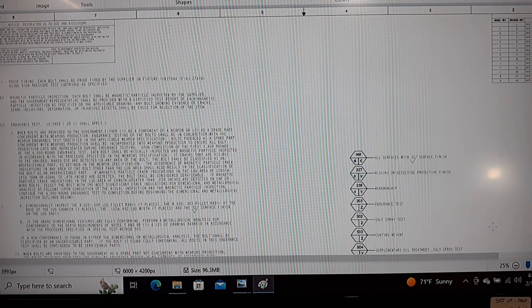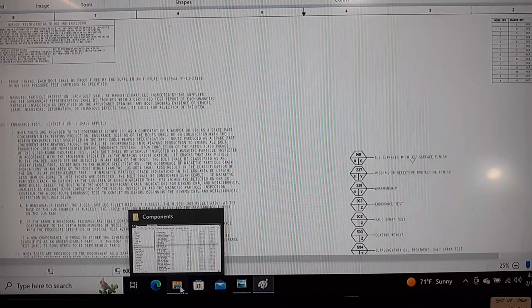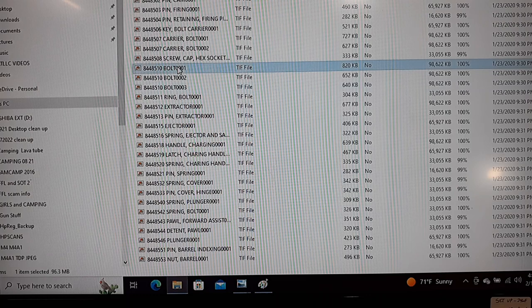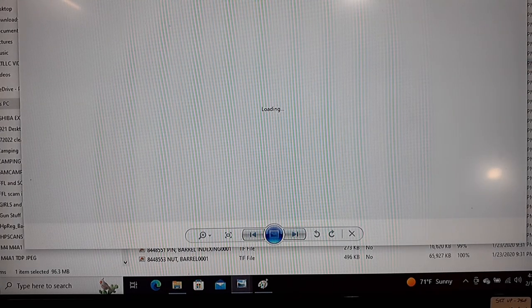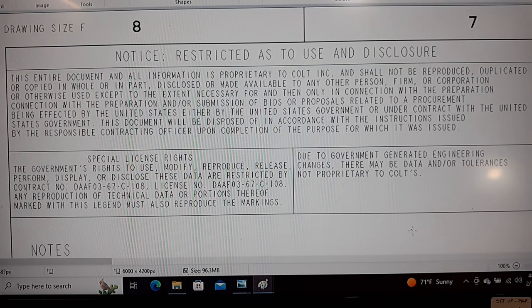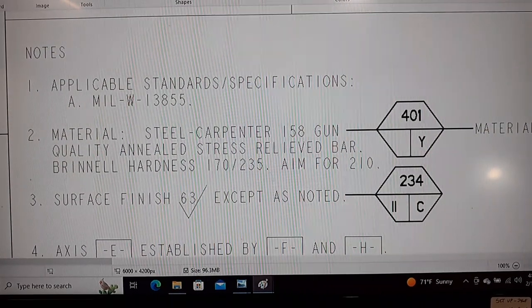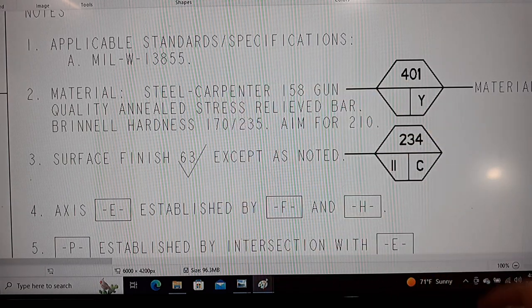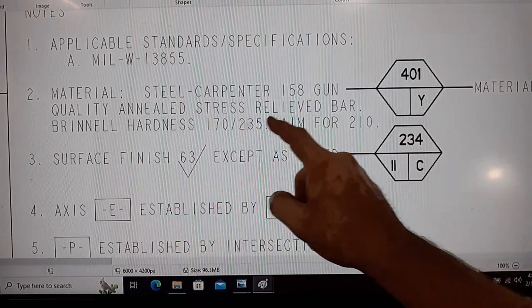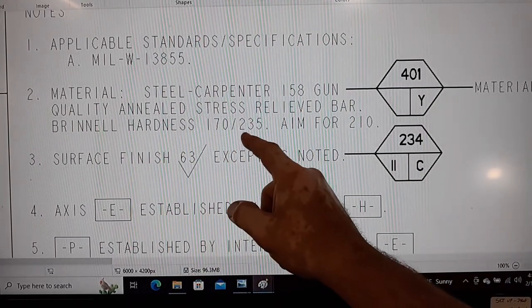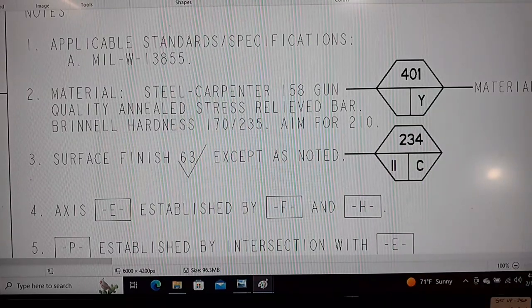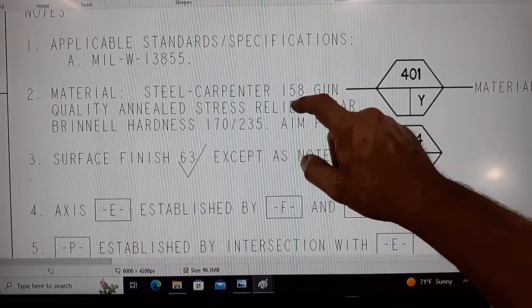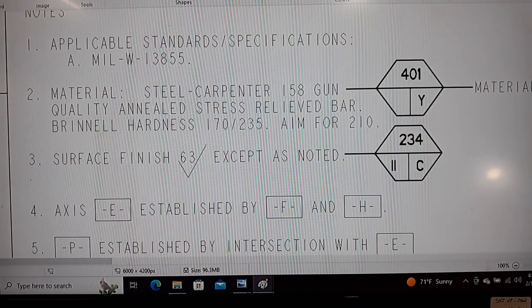Let me pull the other one up just to be sure. I want you to see that it says Carpenter 158 or C158. A lot of times they're marked on it. This one wasn't necessarily marked on it, but I know it's a Colt bolt because of the other markings that it had on it. There you go. Applicable standards specifications, MIL-W-13855, the material, steel, Carpenter 158, gun quality, annealed stress relieved bar, Brinell hardness of 170 to 235, aim for 210. So, to remove all doubt, Carpenter 158 steel for this component.